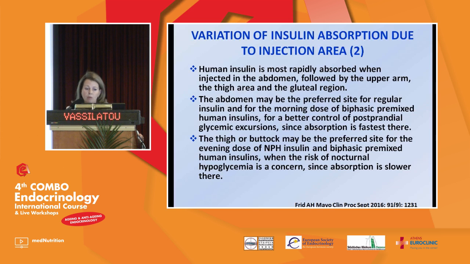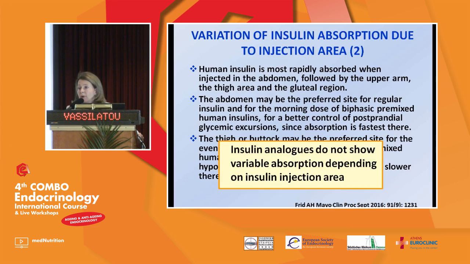And also the thigh or buttock may be the preferred site for the evening dose of NPH insulin and for biphasic premixed human insulins, when the risk of nocturnal hypoglycemia is a concern, since absorption is lower there. But it has to be noted that insulin analogs do not show variable absorption depending on insulin injection area.